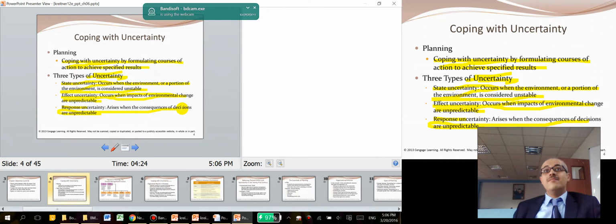Now, if there's a bomb, you don't know what it's going to affect. And then, if you happen to be there and the bomb affects you, how will you respond? That is also something you don't know.